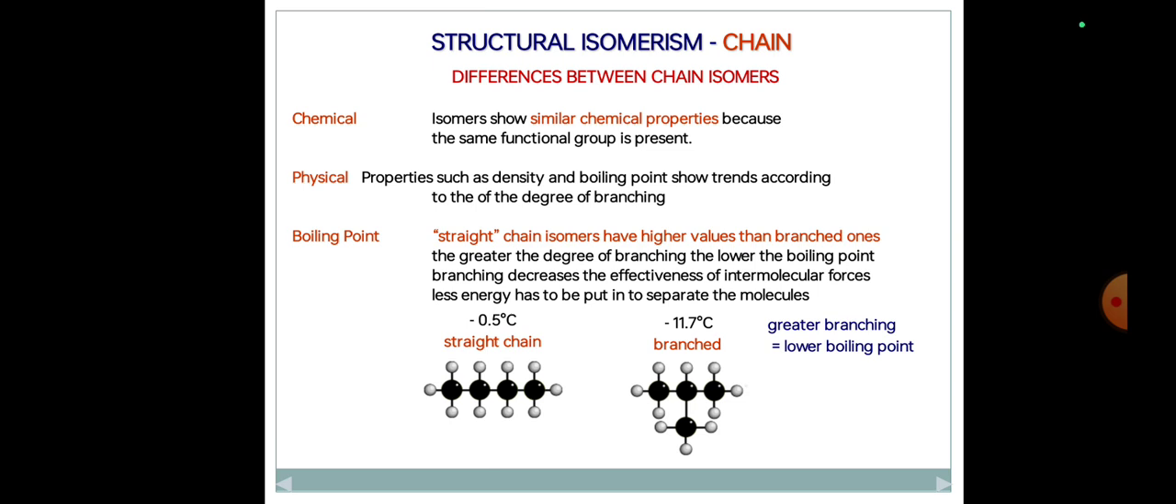The greater the degree of branching, the lower the boiling point, because branching decreases the effectiveness of intermolecular forces so that less energy has to be put in to separate the molecule. Here we can see that two molecules are present. First one is a straight chain molecule and second one is a branched molecule. The boiling point of the straight chain molecule is minus 0.5 degrees Celsius, whereas in the branched molecule the boiling point is minus 11.7 degrees Celsius, because less energy has to be put in to separate the branched molecule.